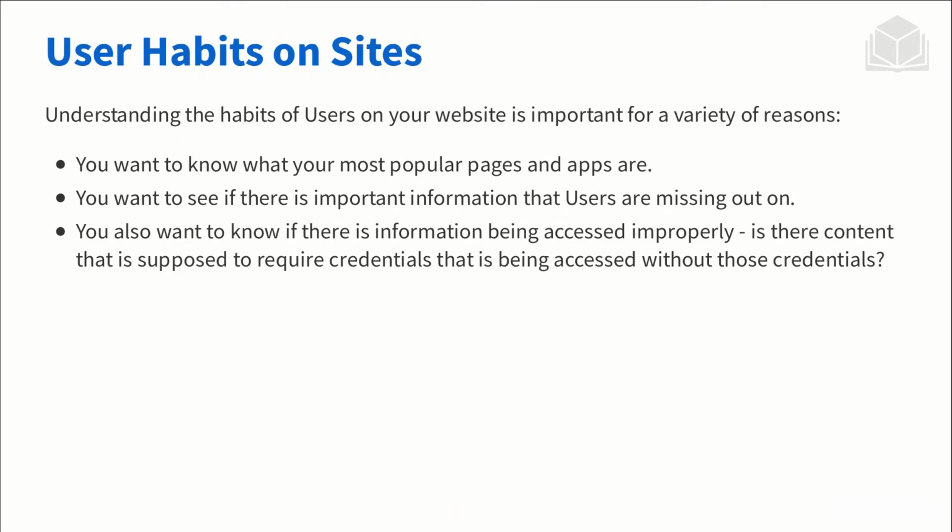With the user habits on the site, you want to know answering times. You might want to know what users are looking at, and you might want to know what users are not looking at. Now here we go more into the content side, and this is where I can point you again to Analytics Cloud. And you may want to know if there is any content that nobody should access. You also want to know if there is information being accessed improperly. Is there content that is supposed to require credentials that is being accessed without those credentials?